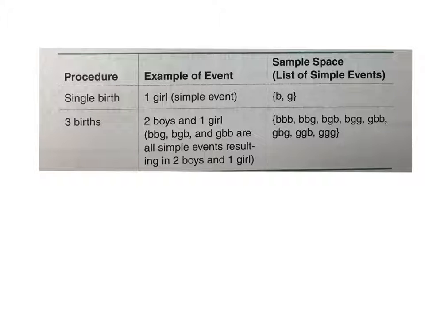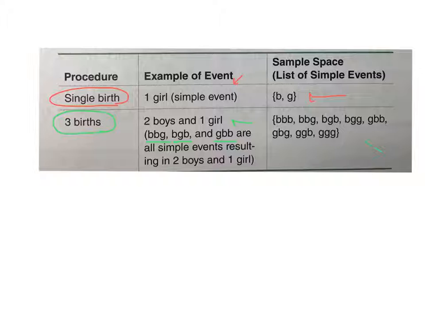Here's a procedure. If you have a single birth, an example event, well, you get a girl. You know, that's one event. The other event would be you get one boy. The sample space is all the possible outcomes. You can get a boy or a girl. Let's extend it now. Let's say the procedure is 3 births. Well, one example of an event may be 2 boys and 1 girl. And that could happen 3 ways. You could get a BBG, a BGB, or GBB, which are boys and girls, obviously.